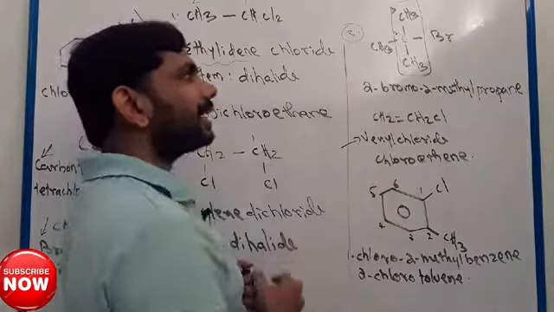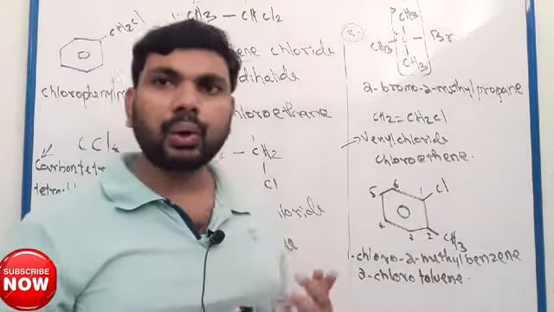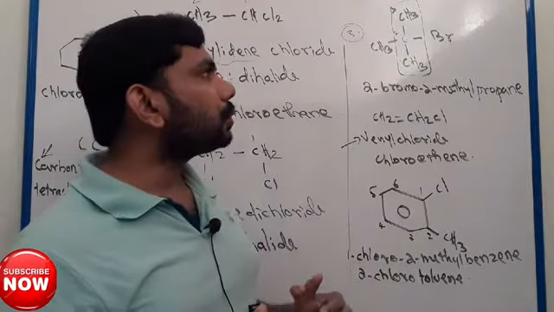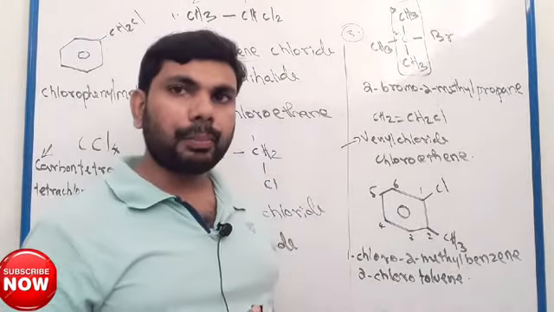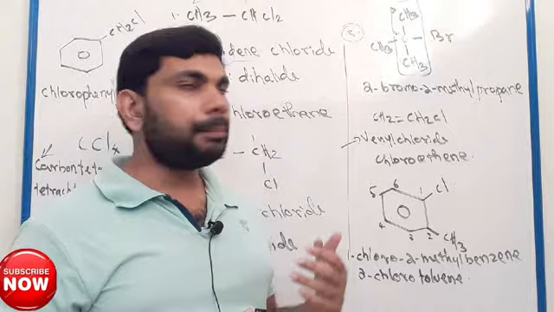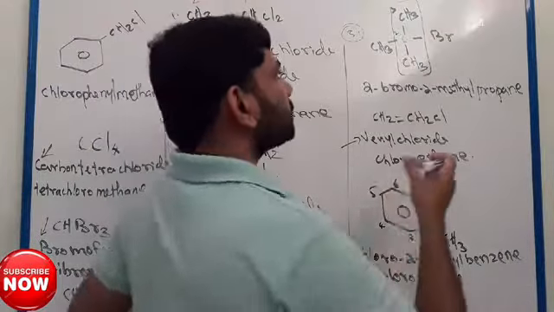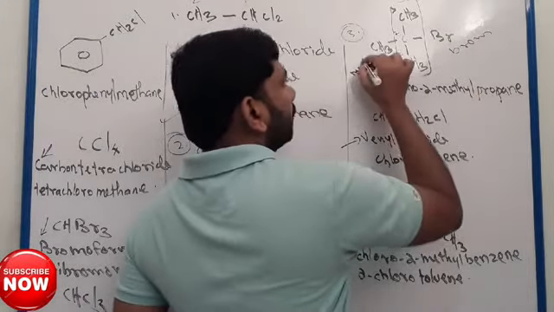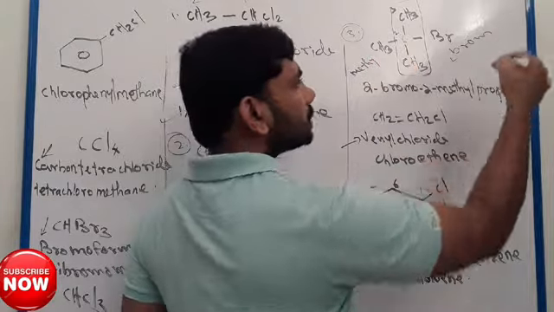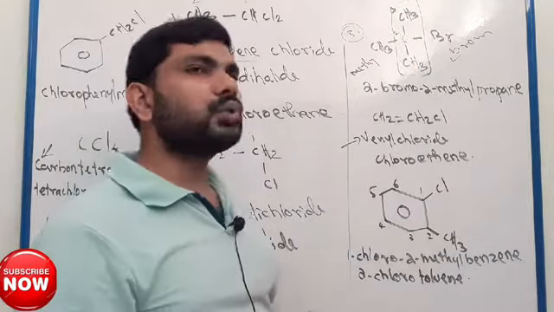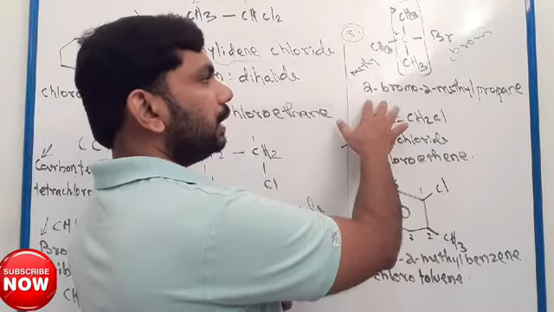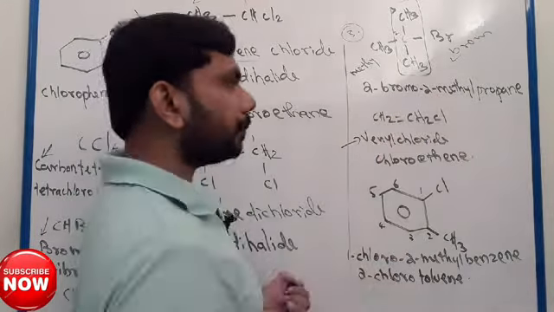So here in the second carbon there is CH3, also bromine. Okay, so you can say 2-bromo, 2-methyl. Here bromo, its name starts with B, and here it is methyl. So alphabetically you have to say bromo first, 2-bromo, 2-methylpropane. This is the IUPAC name, 2-bromo-2-methylpropane.